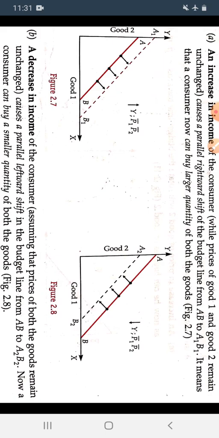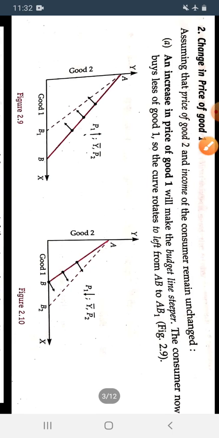When the price of both goods is increasing, the consumption of those goods is decreasing. When the price of both is falling, then the consumption of both goods is increasing. It is the basic difference.